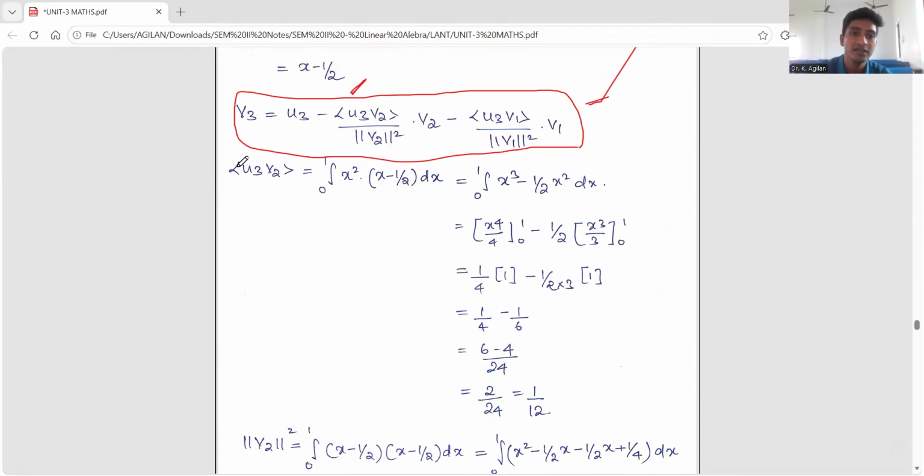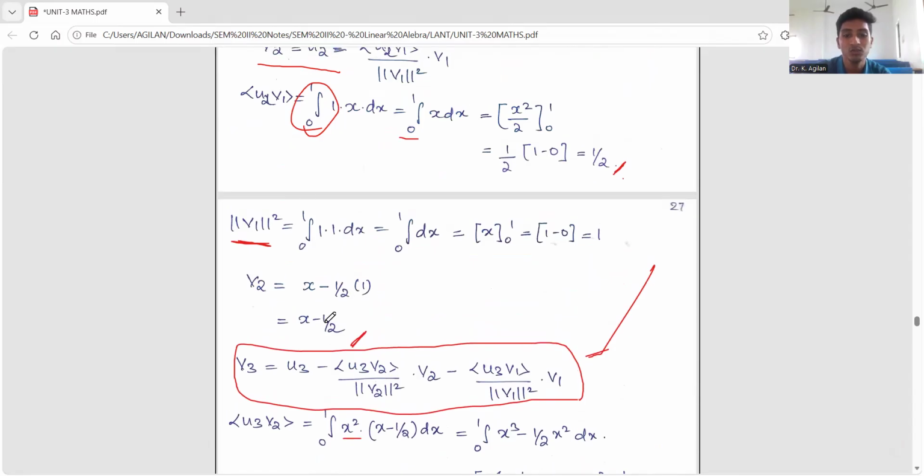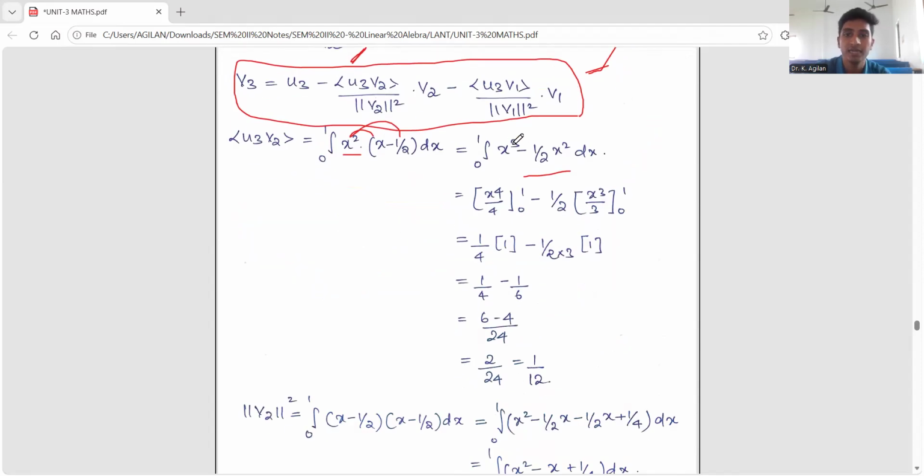So we need to find the inner product of u3 comma v2. What is u3? It is x square. What is v2? We already found v2, x minus 1 by 2, right? So multiply these terms and finally we get x cube minus x square by 2, right? The integration of x power 3 is x power 4 divided by 4.